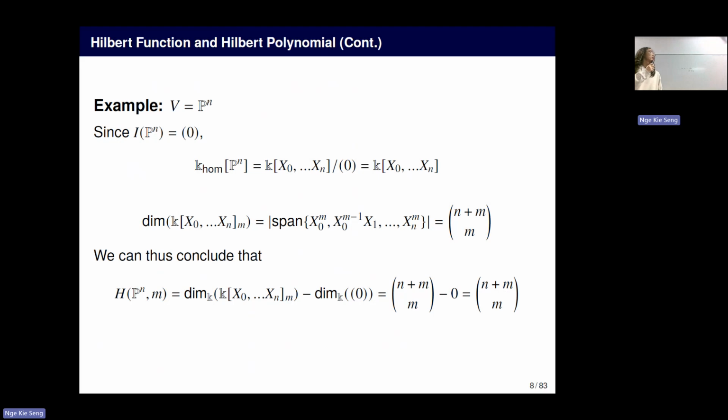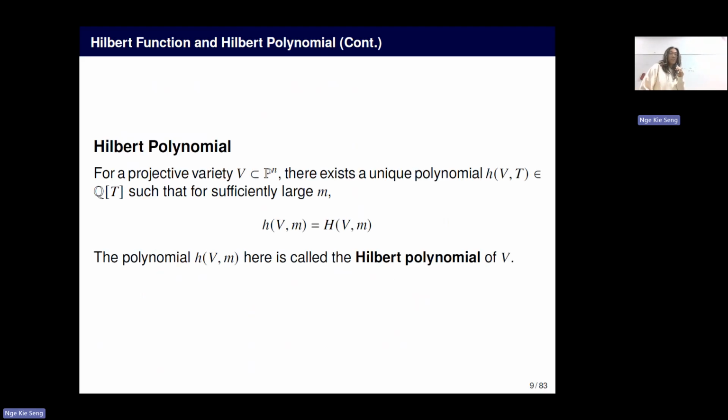Anyways, we can calculate the Hilbert function here by just subtracting the dimension of the vanishing ideal from the dimension of the homogeneous pieces, because the vanishing ideal is 0, and in return we get the result as above. Right. This is our example.